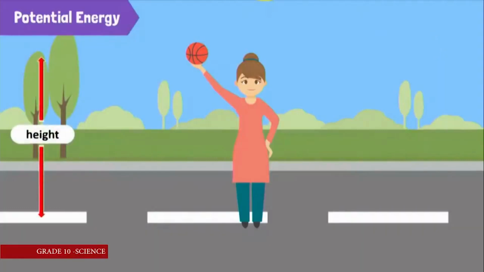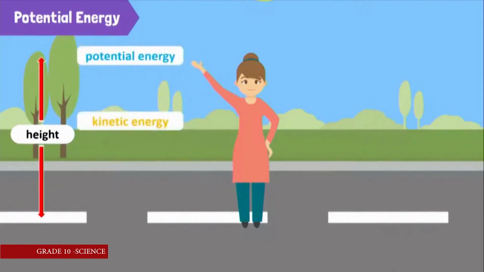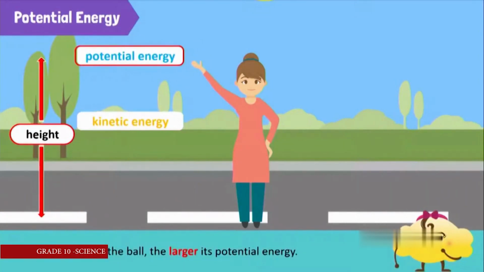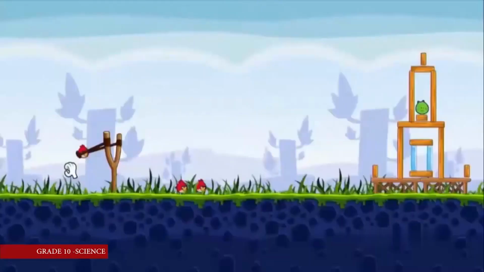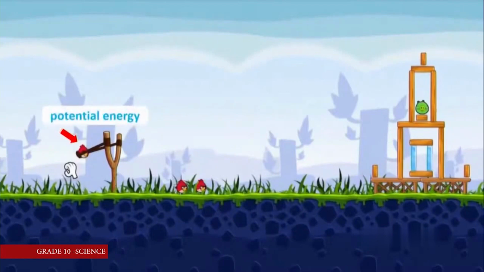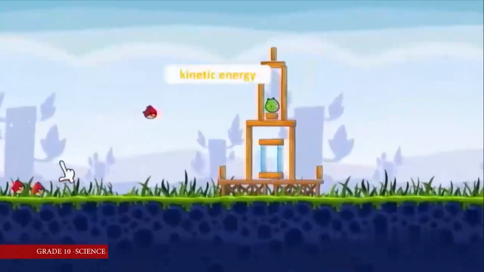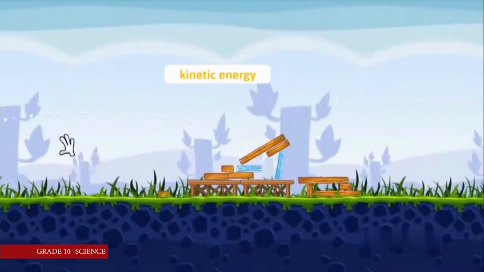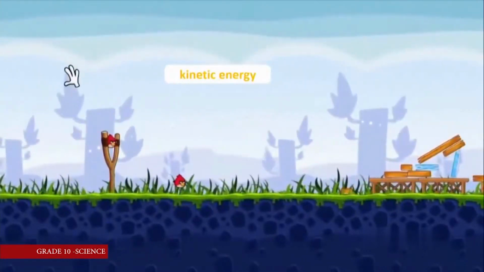When a ball is released from a certain height, initially it has potential energy. When it is falling, potential energy is converted into kinetic energy. You know by now, the higher the ball, the larger its potential energy. So, let us see another example. What can you see here? This looks like a catapult. An angry bird is placed there. When the rubber band is stretched, potential energy is stored in it. And as soon as it is released, potential energy is converted into kinetic energy. That kinetic energy can do work on another object.